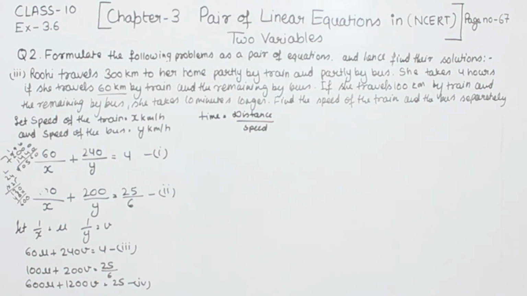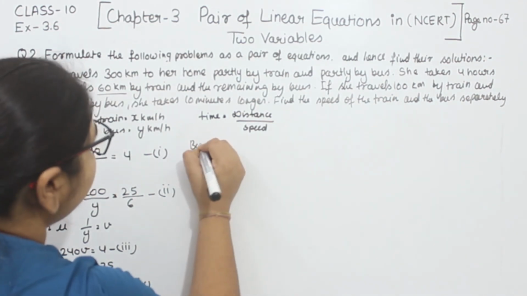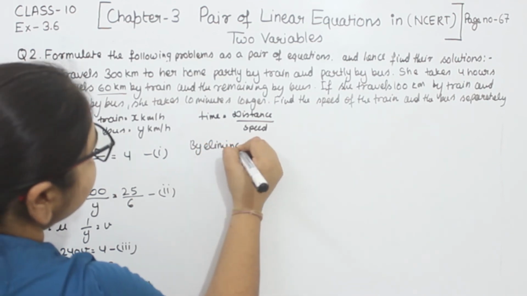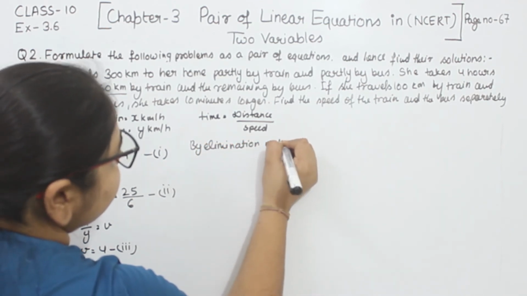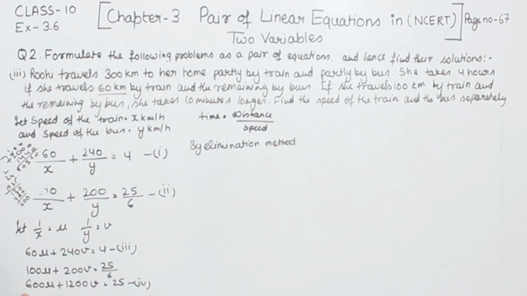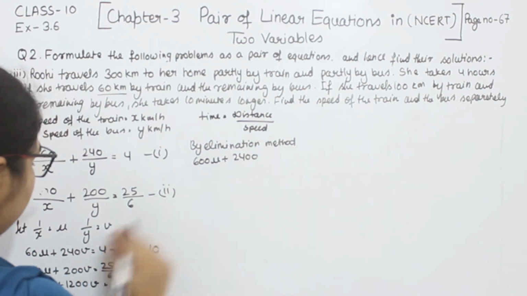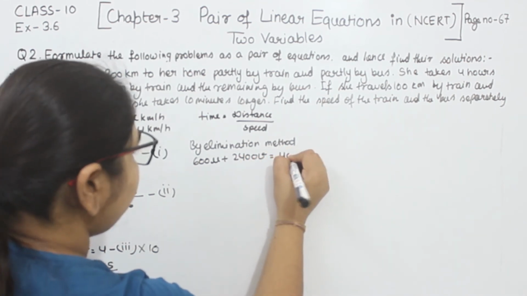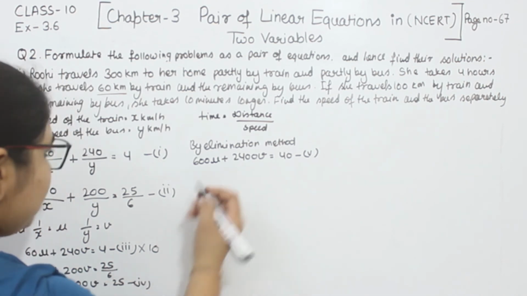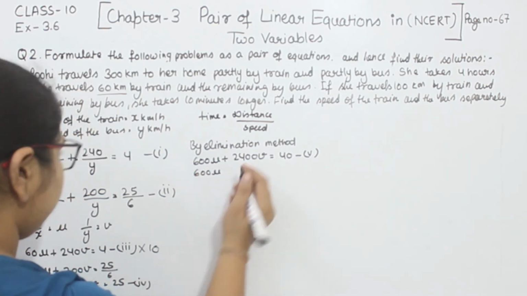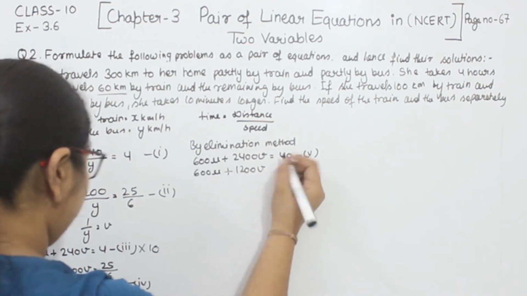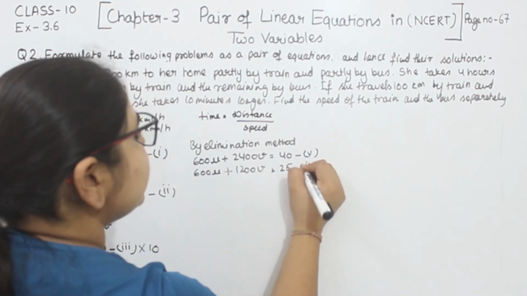Now we are going to solve this one by the elimination method. Here we are having 600u and here we are having 60u. We have to make this one 600. For that, I am going to multiply the whole equation by 10. So this one we are having is 600u plus 2400v equal to 40. This is equation number 5. And this one we are having as it is, 600u plus 1200v equal to 25. This is equation number 4.